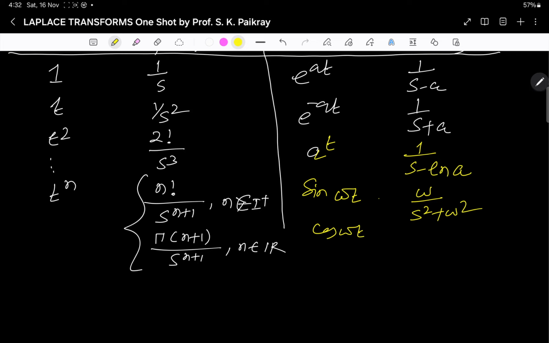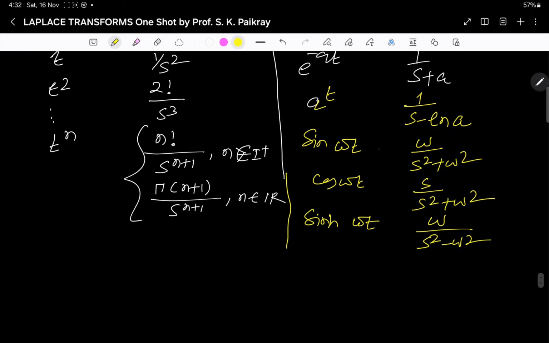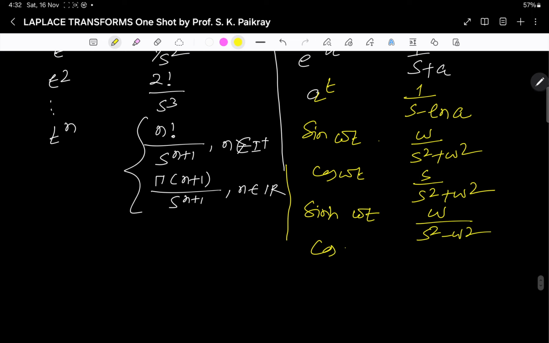Laplace of cos omega t is s by s square plus omega square. If it is sin hyperbolic omega t, then the plus sign becomes minus: omega by s square minus omega square. If it is cos hyperbolic omega t, then it will be s by s square minus omega square.